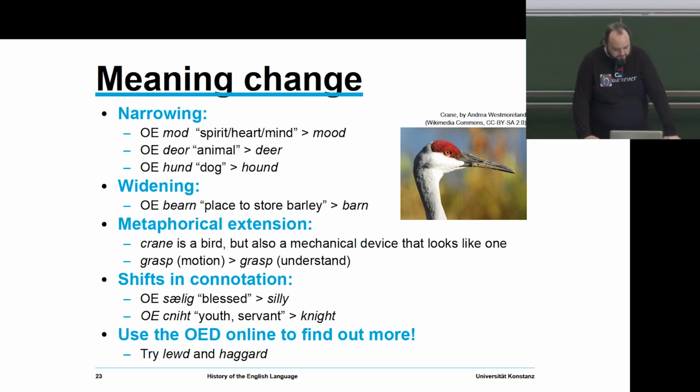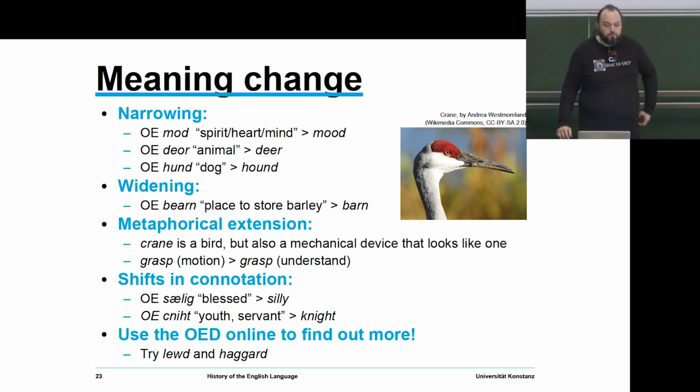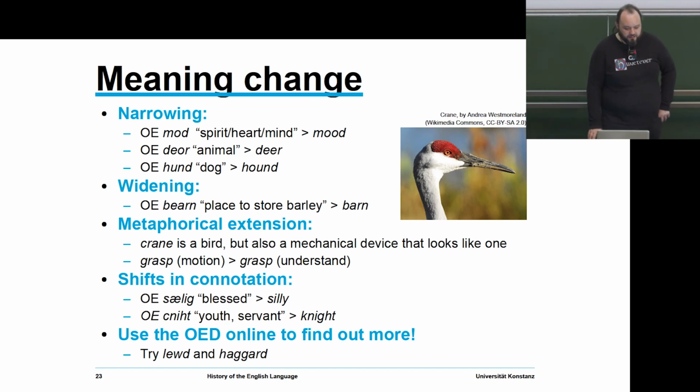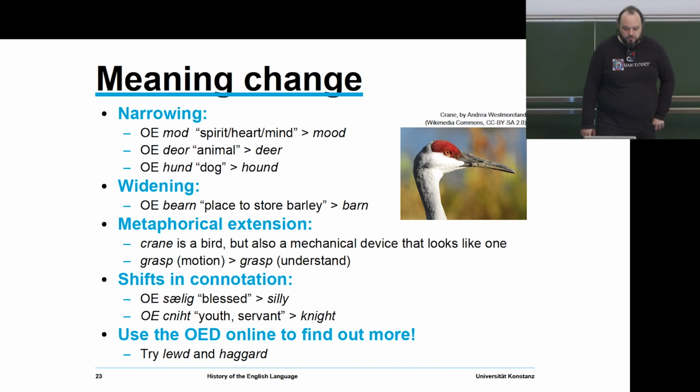We also see examples of widening. So an Old English barn is a place to store barley specifically. You only store barley there, but a barn in modern English is somewhere where you can store anything on a farm, basically. It's not restricted to barley. Sometimes you also get extension by metaphor.